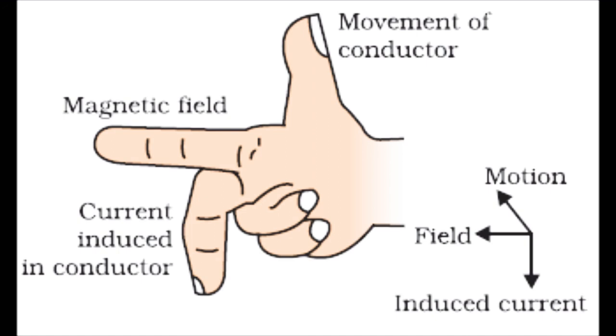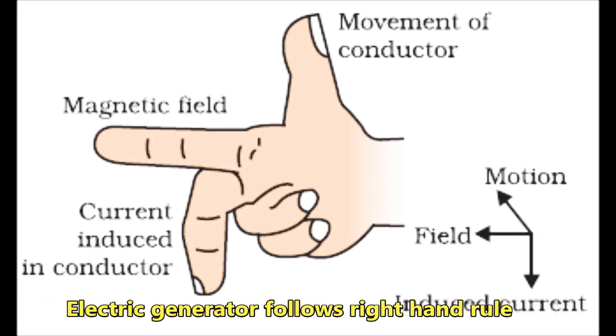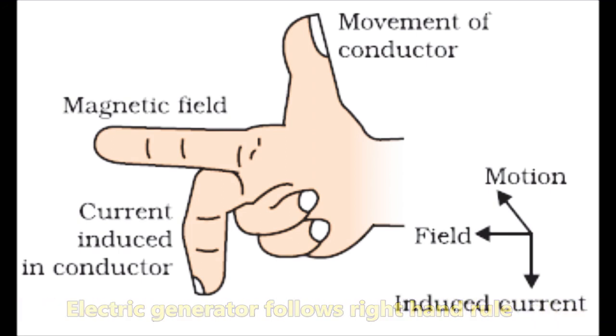This Fleming's right hand rule explains the working of the electric generator. So now this completes your chapter 13, magnetic effects of electric current.